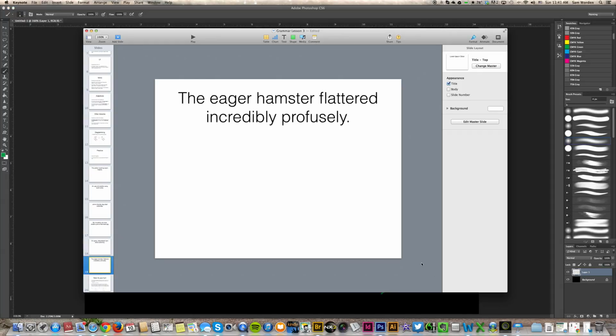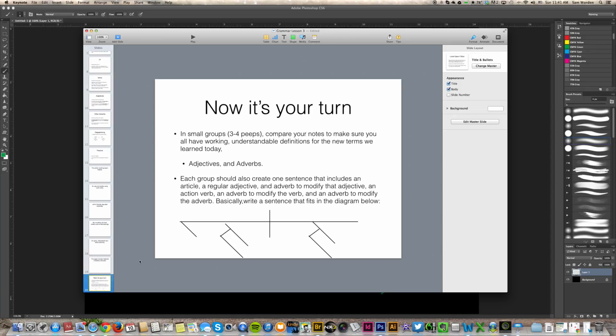So now, if you missed it in class, what I had everybody do in groups is come up with a sentence that includes an article, a regular adjective, an adverb to modify that adjective, an action verb, an adverb to modify the verb, and an adverb to modify the adverb. Basically, write a sentence and then fit it into a diagram that looks right like this. Here's your article, adjective, subject, adverb modifying the adjective, verb, adverb modifying the verb, and adverb modifying the adverb. Have fun.